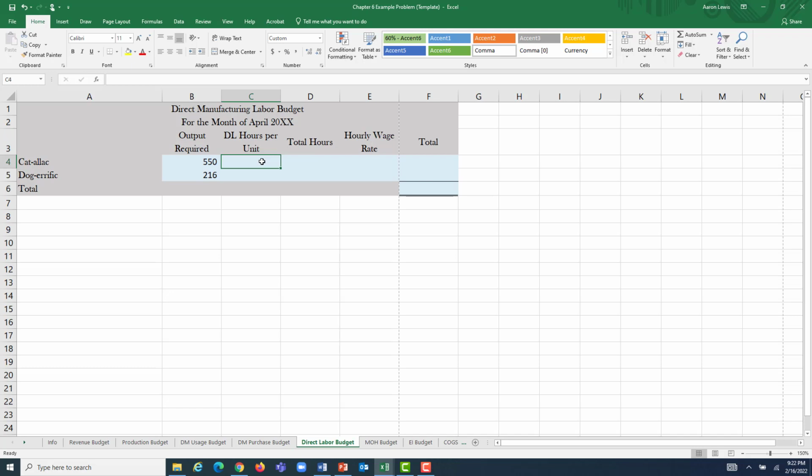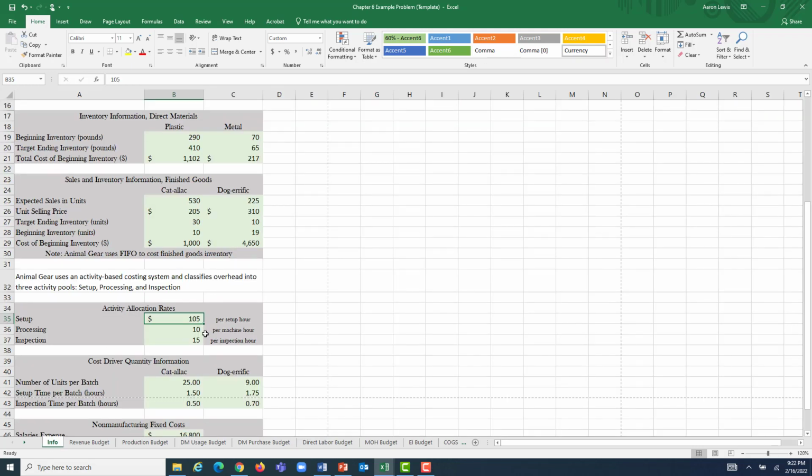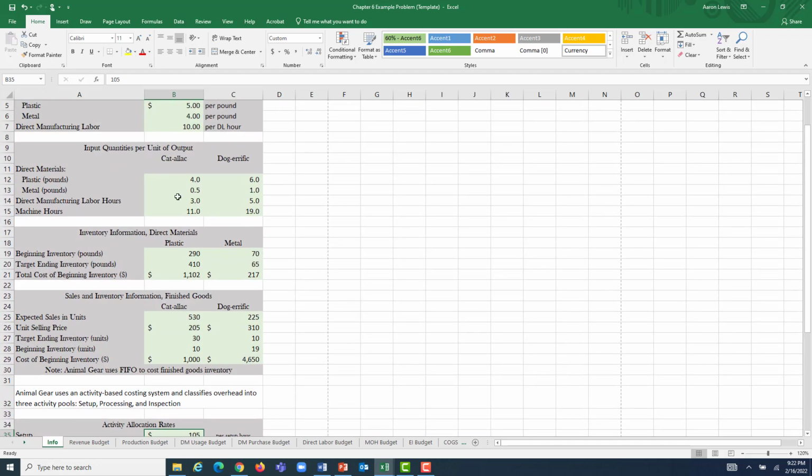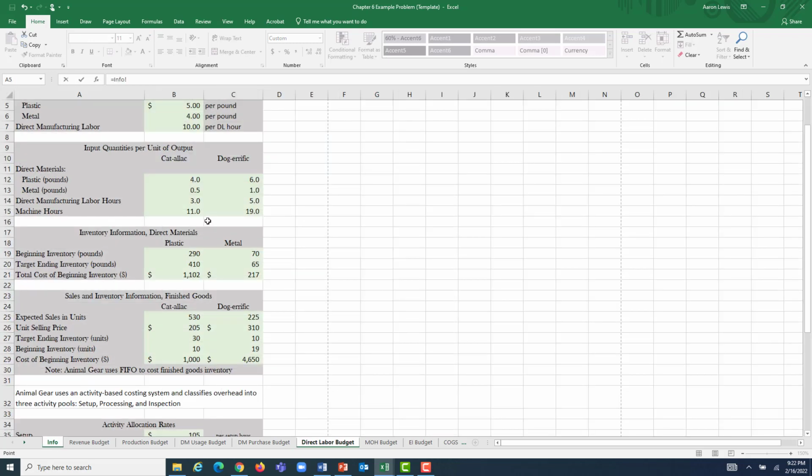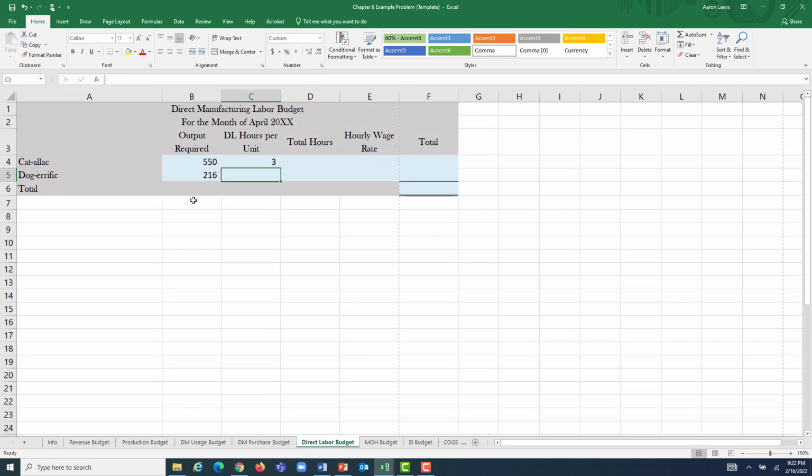Well, our production supervisors who are familiar with this process know roughly how many labor hours it takes to produce one of these units. So that's probably been prepared for us by somebody in the know, and that someone in the know, looking around, says our input quantity per unit of output, the number of direct labor hours that have to go into the production of a Cadillac or Doggerific in order to make 1 unit of output, is 3 direct labor hours for a Cadillac and 5 for a Doggerific. So back on the direct labor budget, I'm going to copy those numbers over. It is 3 for a Cadillac and 5 for a Doggerific.